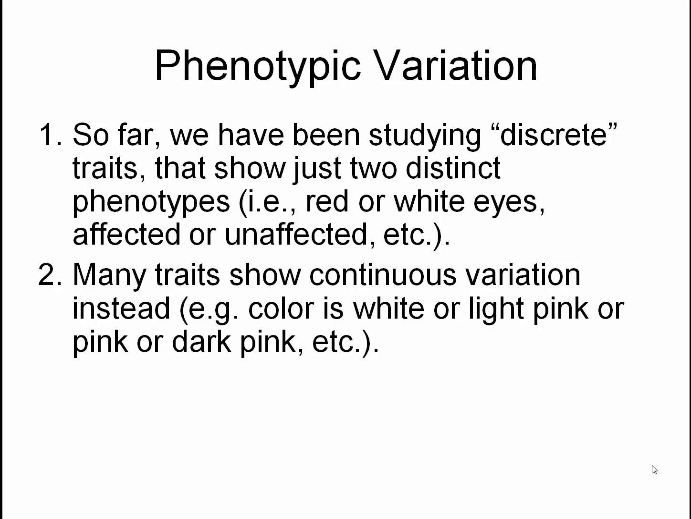Now, it turns out that many traits show a continuous variation, or at least they show more than two distinct phenotypes. An example might be, if you're talking about a flower, the color is white, or it's light pink, or it's pink or dark pink, etc.